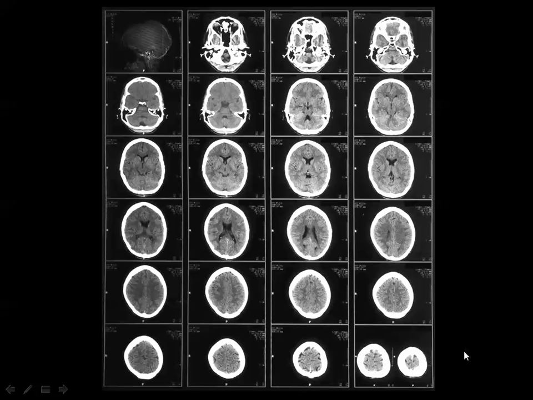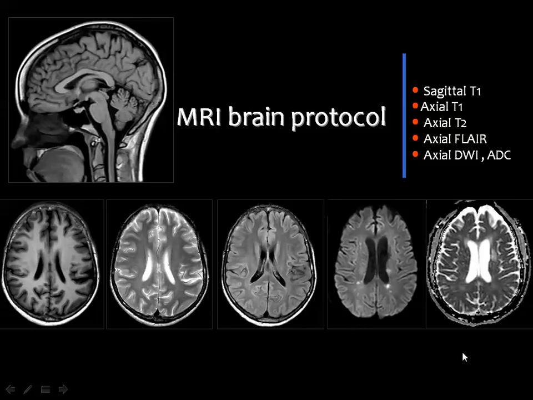And in the brain MRI protocol, we used to have the sagittal T1, the axial T1, axial T2, and axial FLAIR. But nowadays, one of the important parts of the protocol of brain examination is to have the diffusion weighted images and the ADC maps. Then the protocol of the MRI of the brain will include the sagittal T1, axial T1, axial T2, axial FLAIR, axial diffusion weighted images, and axial ADC map.